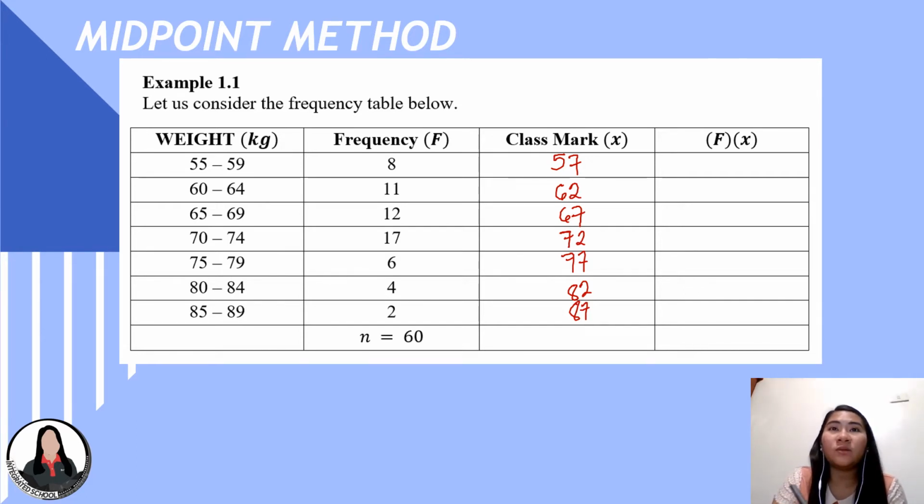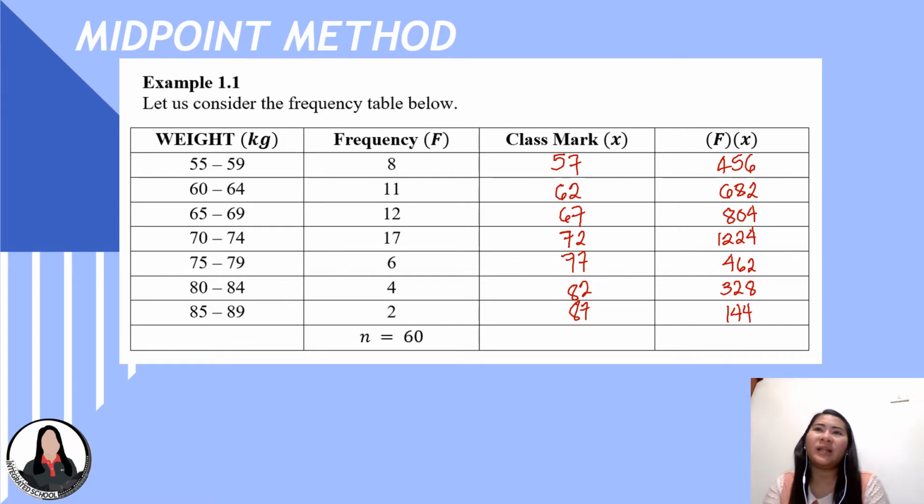And then, next, we have to multiply f by x. So, 8 times 57, that's 456. And then, we have 11 times 62, that is 682. Then, let's go on with the same process, and then we have 804, 1224, and 462. I hope that you are also doing it sa inyong module. Then 328, and then we have 144.